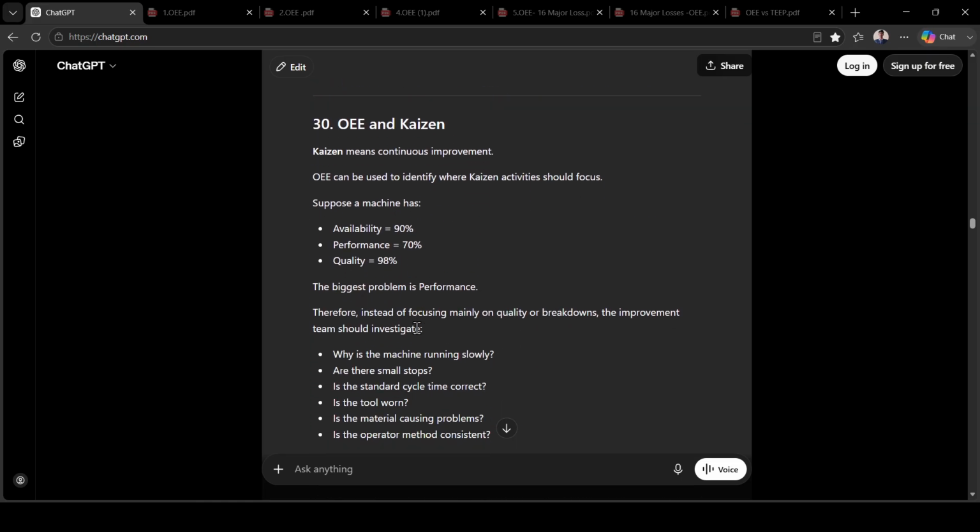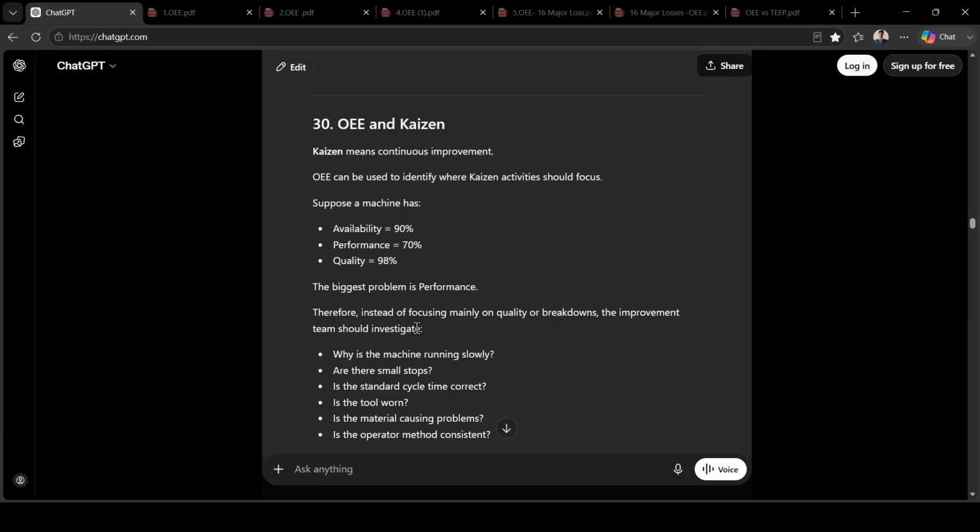OE and Kaizen. Kaizen means continuous improvement. We can use OE to identify where the Kaizen activities should focus. Suppose a machine has availability 90%, performance 70%, quality 98%, and the biggest problem is performance.